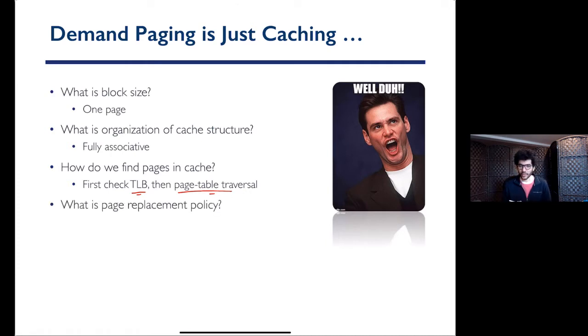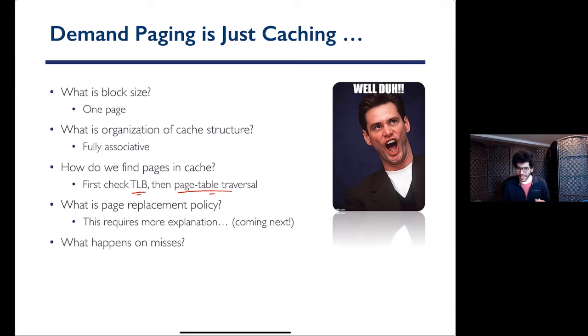What is the page replacement policy? Let's say we don't have enough space and we want to evict a page. Which page do we choose? We're going to talk about this one. When I was talking about caching in processors, we talked about random, we talked about LRU. In today's lecture, we dive deeper and examine at least 3 or 4 different policies for this.